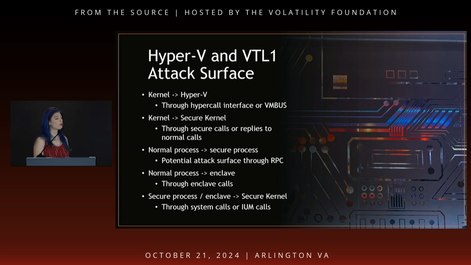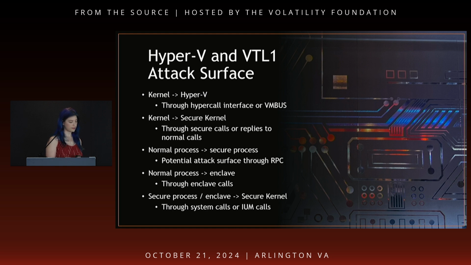That's called normal calls, and if the kernel lies or tries to compromise the secure kernel through the replies, for example, giving it invalid memory or giving it addresses that aren't where the secure kernel thinks they are, that could also be a vulnerability. There is also a mechanism to communicate from normal processes to secure processes.